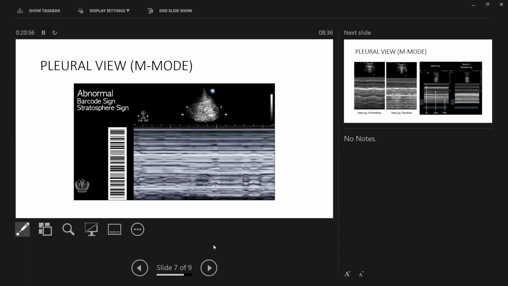Now our machine does have M mode, right? We've got 3 modes. We've got the color flow Doppler. Which one? I was working with two Pulse nurses. Wave, but which one? M mode. M mode is easy. That's quite an easy one.